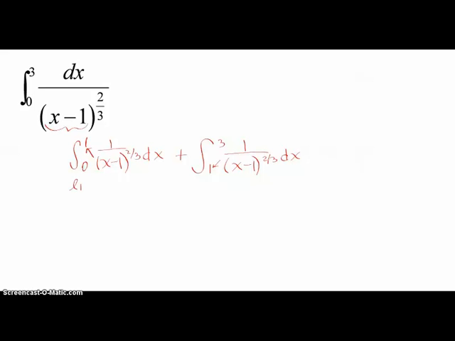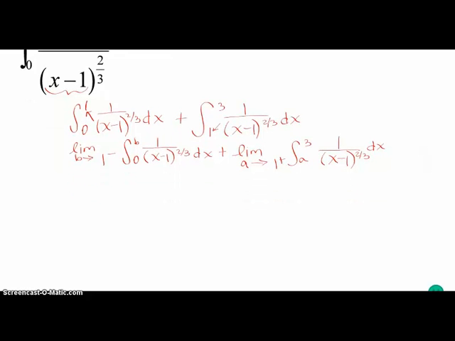So the limit as b approaches 1 from the left, that's inside the interval, of the integral from 0 up to b of 1 over the quantity x minus 1 to the 2/3 dx, and that's going to be added to the limit as a approaches 1 from the right, that's inside the interval, of the integral from a up to 3 of 1 over x minus 1 to the 2/3 dx.